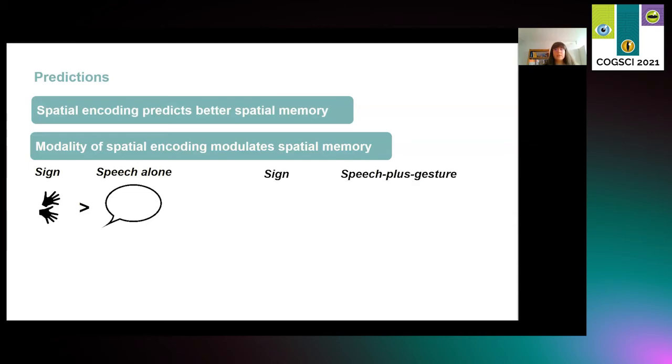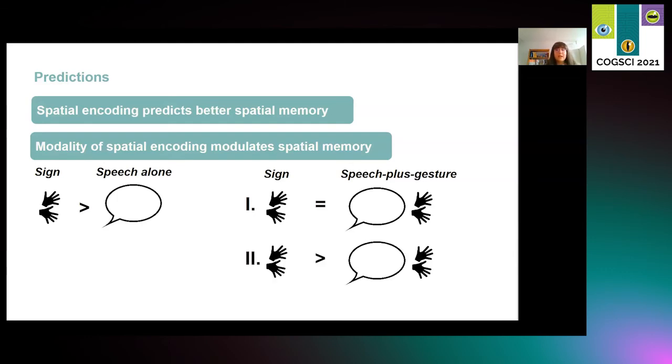In comparing sign to speech plus gesture, we foresee two possibilities. Descriptions in sign and speech plus gesture might generate equal memory accuracy. This might be because taking gestures into account might better represent spoken languages by incorporating iconic forms. Alternatively, signers might outperform speakers even when their gestures are taken into account due to conventional and obligatory ways to encode space in sign, but not in co-speech gesture.